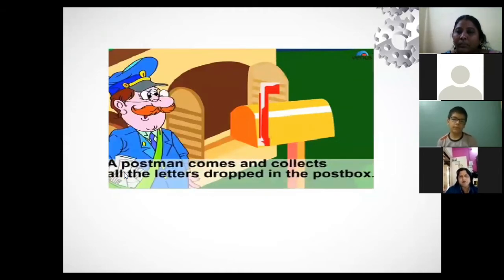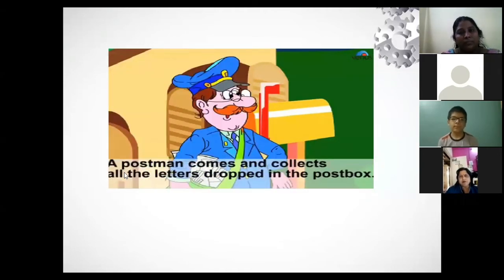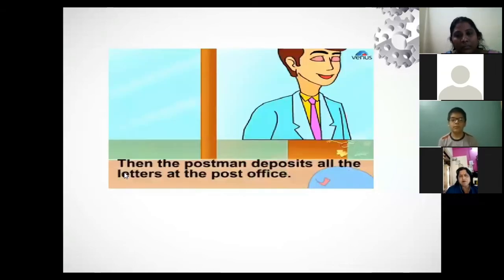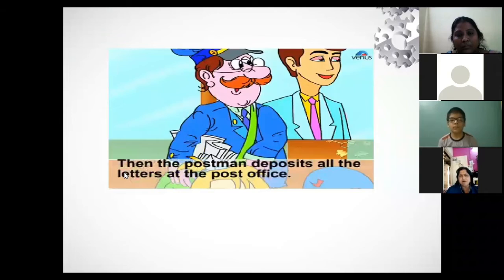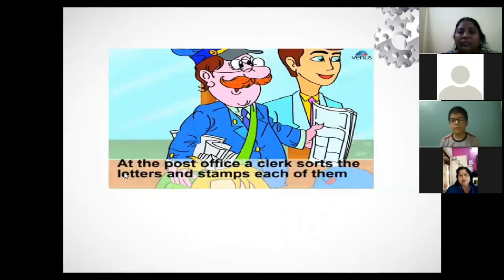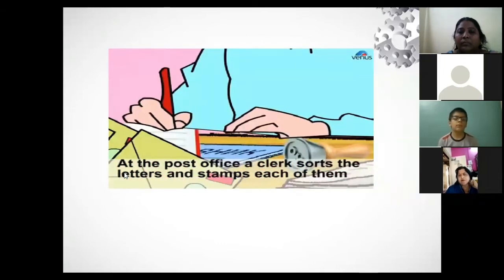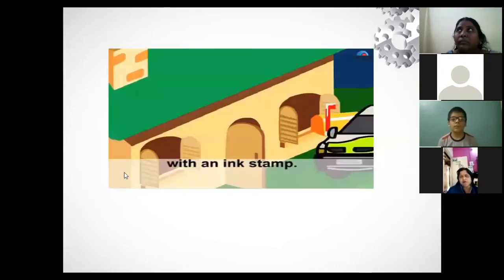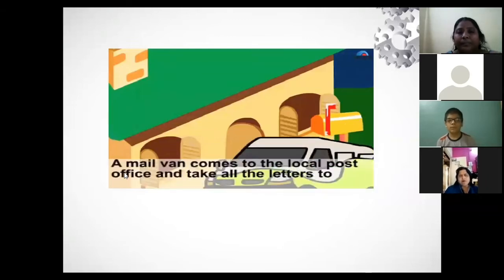A postman comes and collects all the letters dropped in the post box. Then the postman deposits all the letters at the post office. At the post office, the clerk sorts the letters and stamps each of them with an ink stamp. A mail van comes to the local post office and takes all the letters to the GPO.